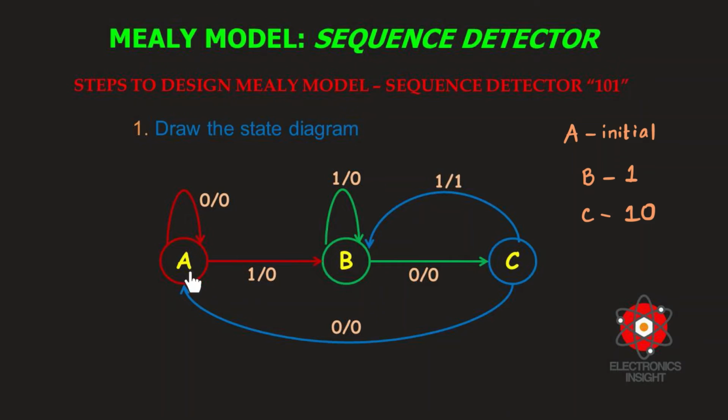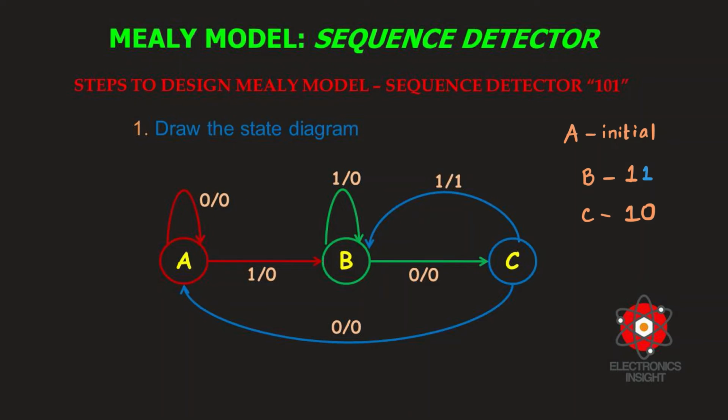So now look here, at A initial state, input is 0, output is 0, because my desired sequence starts with 1. Okay, so now I will move to B. Input is 1, output is still 0, because you have not completed the sequence. Until B you have received 1. Now at B, if you receive 0, you move to the next state C. But if you receive 1, what are you going to do?